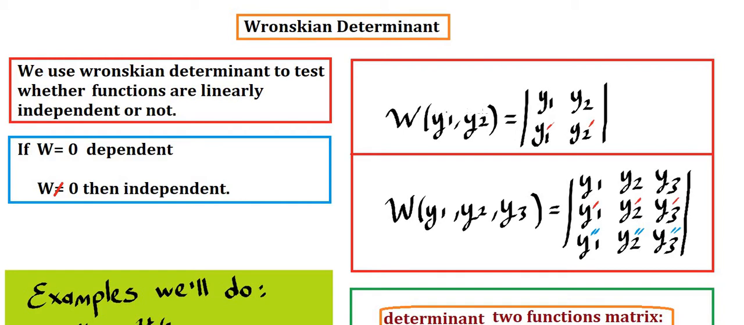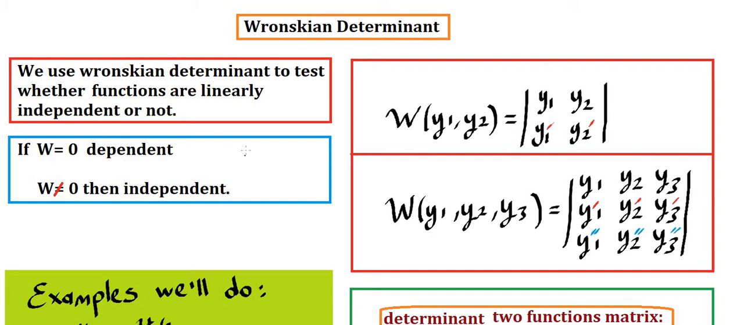If we are testing two functions, then we set up a 2 by 2 matrix. The first row will be y1, y2, which are our first function and the second function we are testing. And the second row will be the derivatives of the first row. If we're testing three functions, then our first row will be y1, y2, y3. Our second row will be the first derivatives of the functions, and our third row will be the second derivatives of the functions. And we take the determinant of this matrix and check whether it is equal to 0 or not.